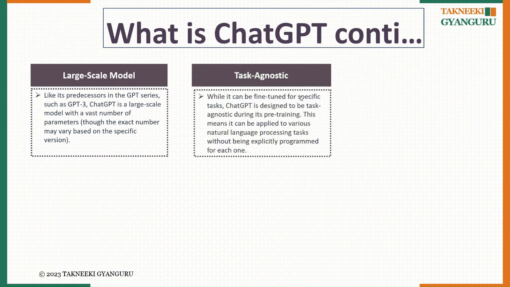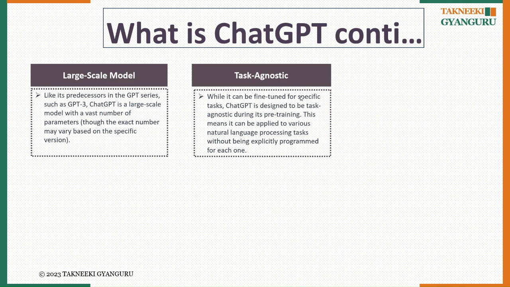Next one is task agnostic. ChatGPT is designed to be task agnostic. It has already been pre-trained, so it doesn't need to be fine-tuned for a specific task. It is not like we need to create a program and based on the program it will be fine-tuned or changed according to the program. That is not like that.